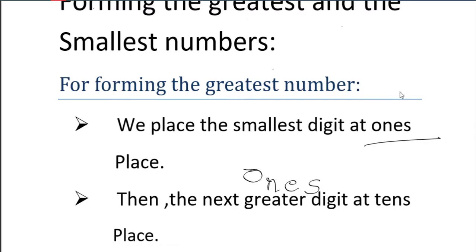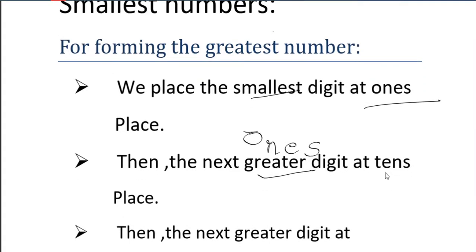Then what is the next step? Then the next greater digit. You have to choose a digit greater than the smallest digit, and that goes in the tens place. You have to arrange it in the tens place, children.